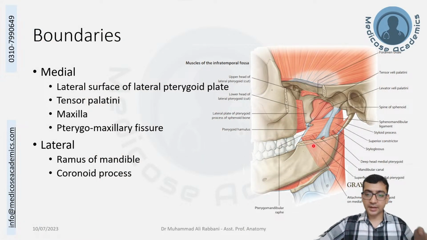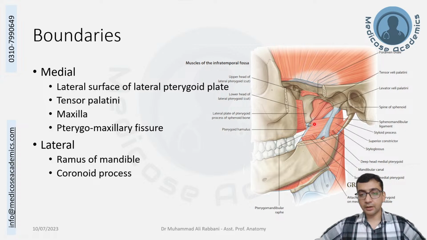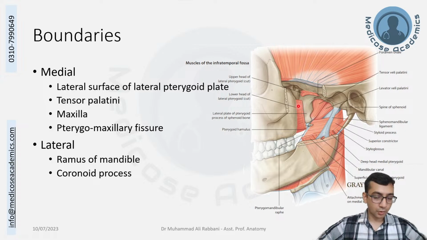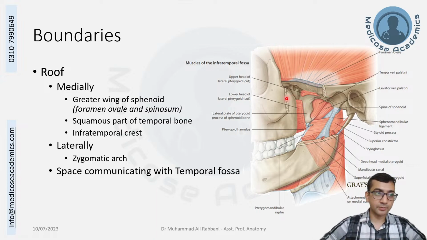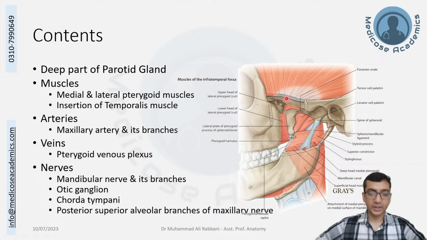Laterally, there is the ramus of the mandible, cut here, covered with the muscle, the medial pterygoid muscle, and on the upper aspect there will be the coronoid process. The roof medially will be made up of the greater wing of sphenoid, the squamous part of the temporal bone, the suture between them, and the infratemporal crest. Laterally it will be the zygomatic arch, and between them there is the opening that communicates the two fossae, the supratemporal and the infratemporal fossa.